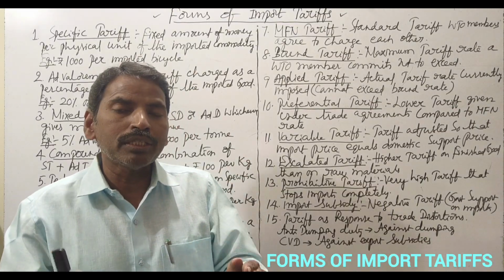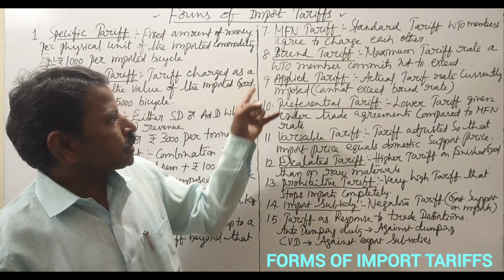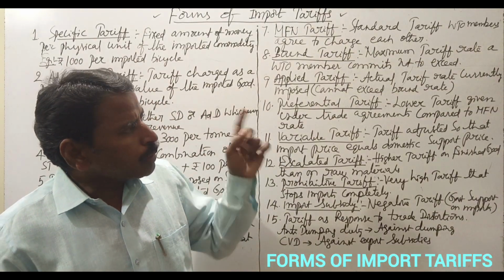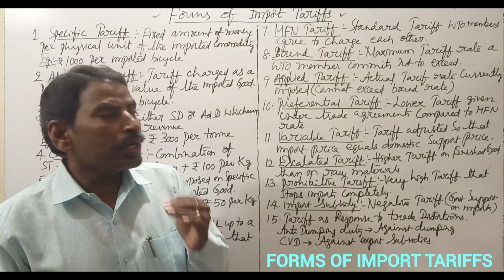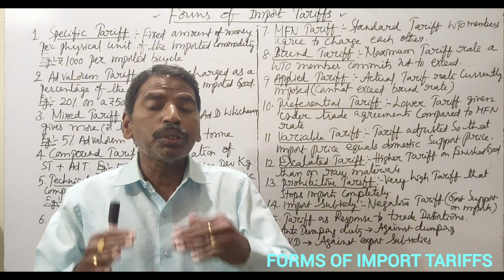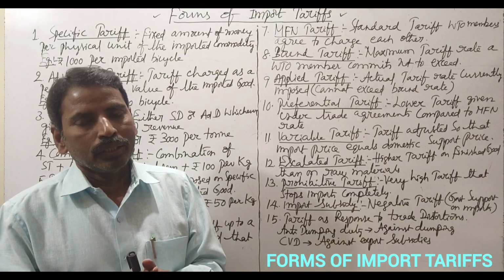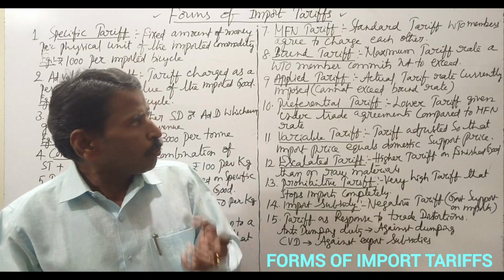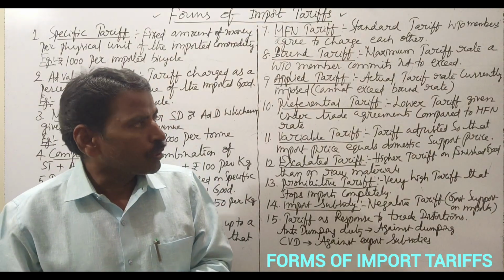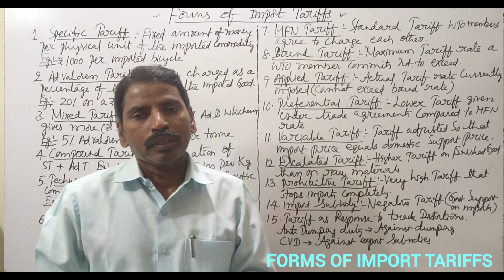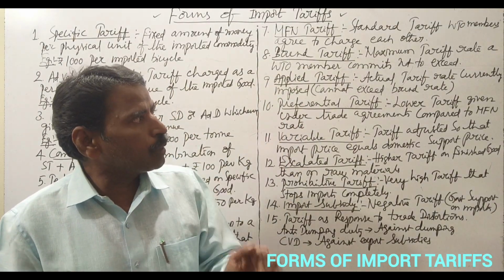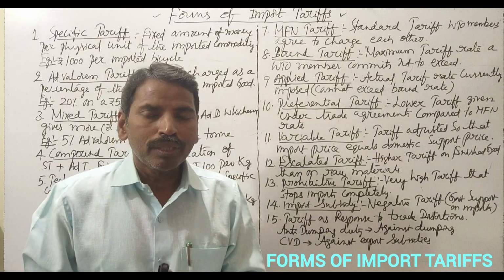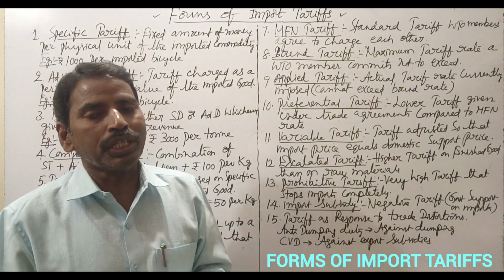Most favored nation tariff. Next, eighth one is bound tariff. It is the maximum tariff rate that a World Trade Organization member commits not to exceed. That is called bound tariff, the maximum tariff rate.